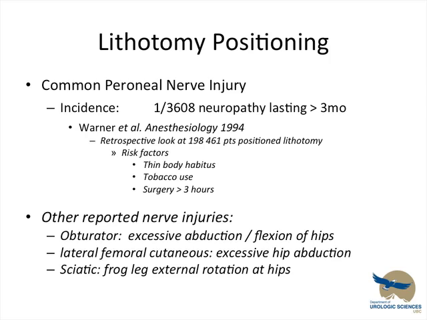Other reported nerve injuries are the obturator nerve from excessive abduction of the hips, the lateral femoral cutaneous from abduction, often associated with retractor injury, or the sciatic from prolonged frog-legging, also called the, what do they call it, the college drunk neuropathy, where they fall asleep drunk with their legs spread apart.